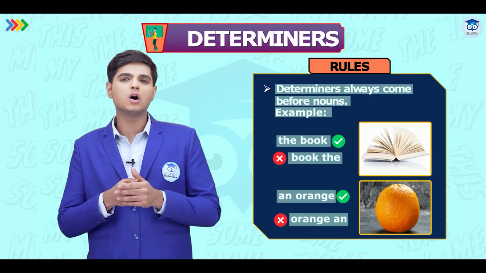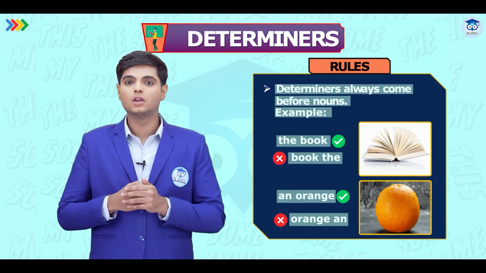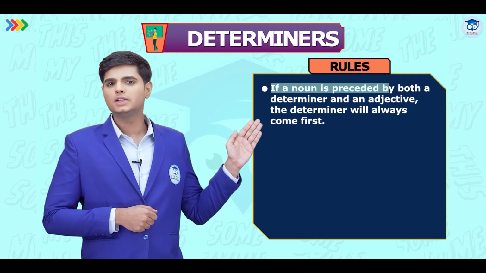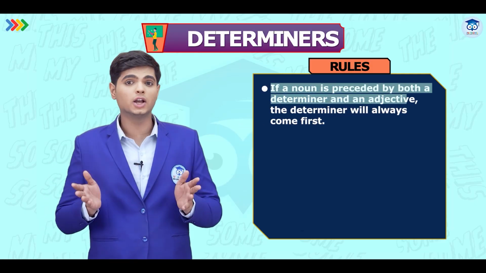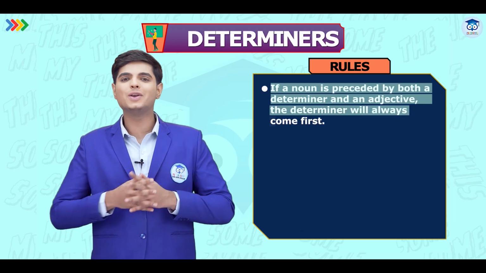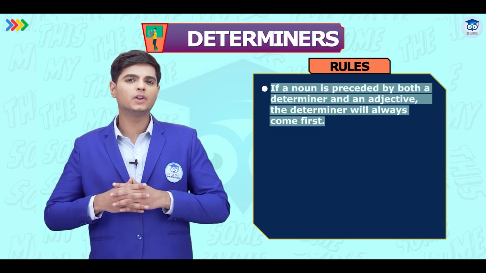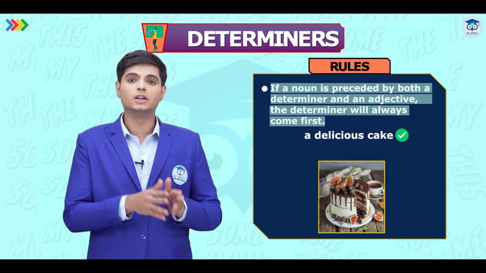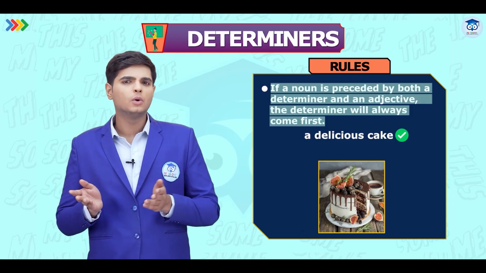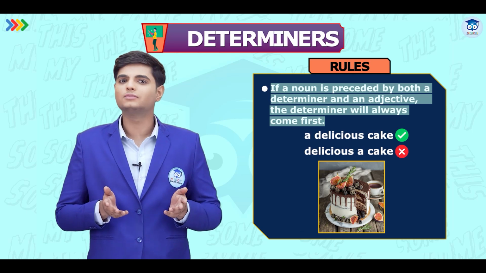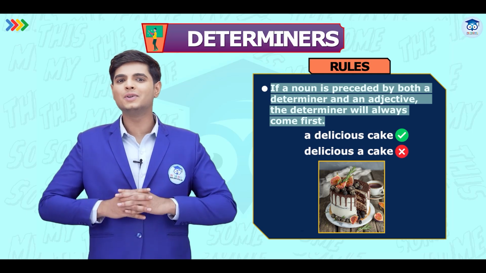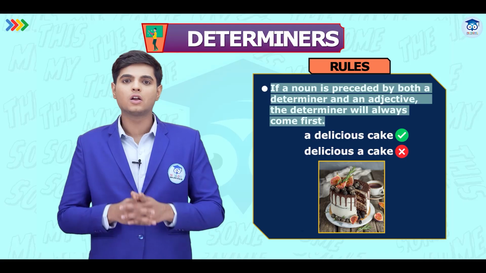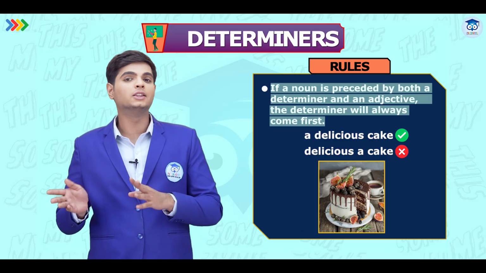Next, there's a small but important word order tip. If a noun is preceded by both a determiner and an adjective, the determiner will always come first. Let's take the phrase, a delicious cake. Here a is the determiner and delicious is the adjective. We can't say delicious a cake, that would be incorrect. So the determiner always stands first, followed by the adjective, then the noun.